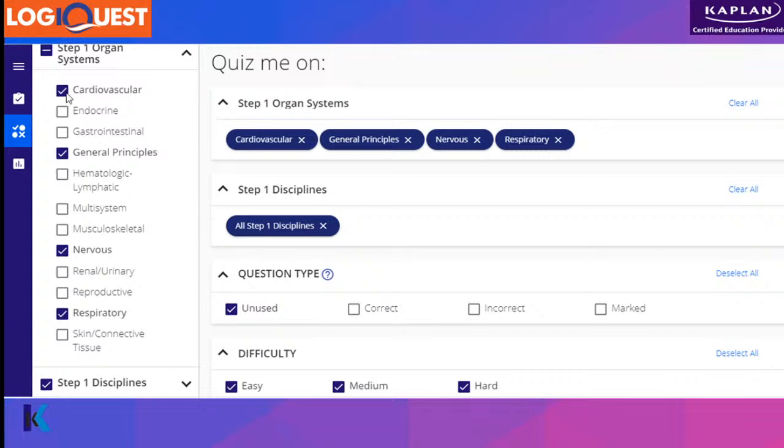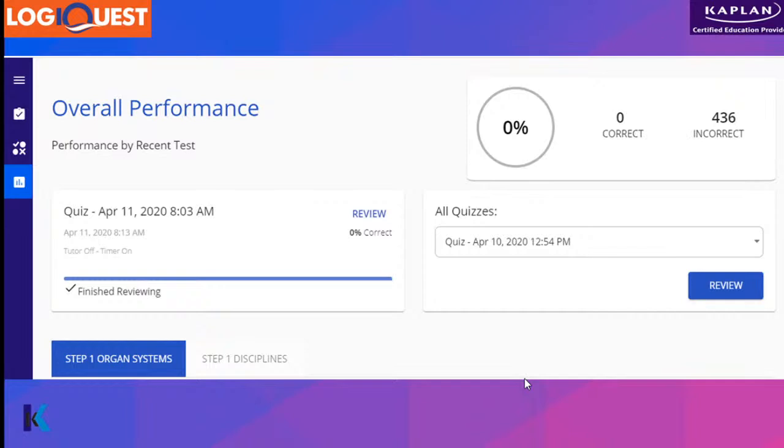So here I've clicked on cardiovascular, general principles, nervous and respiratory. I want questions only on these 4 topics. Here I can see those, and I want question type which are fresh, which is unused questions. I click over here, and difficulty type. Do I want easy questions? Do I want medium or hard questions? I can select accordingly and create a test, solve that test.